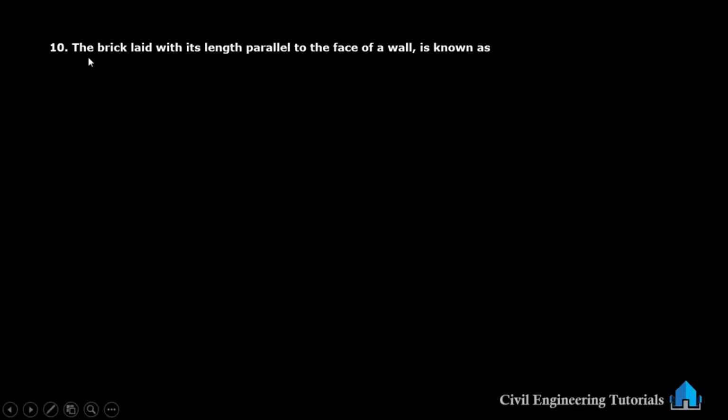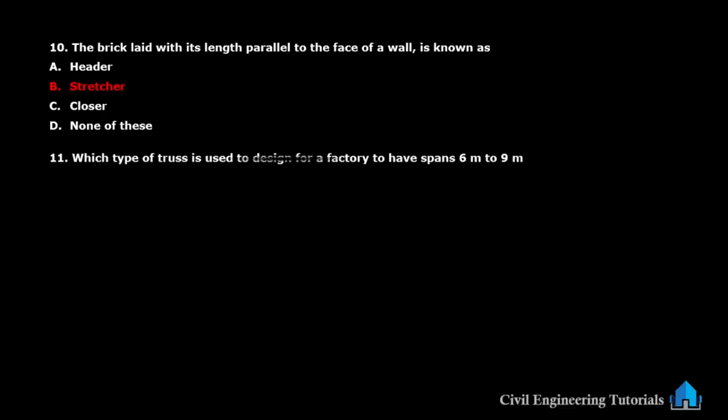So the next question. The brick laid with its length parallel to the face of a wall is known as option A, header, option B, stretcher, option C, closer, option D, none of this. So the answer is stretcher. The brick laid with its length parallel to the face of a wall is known as stretcher.